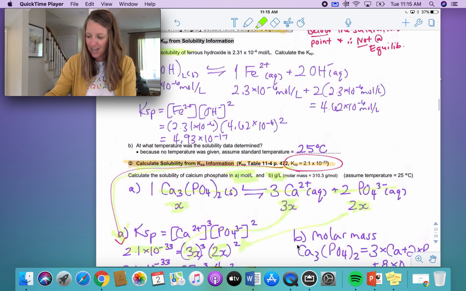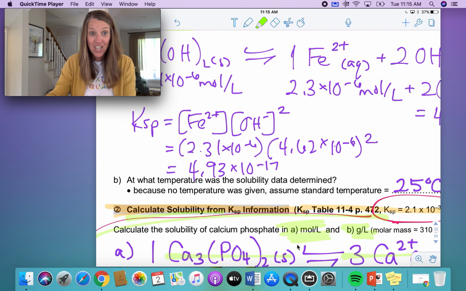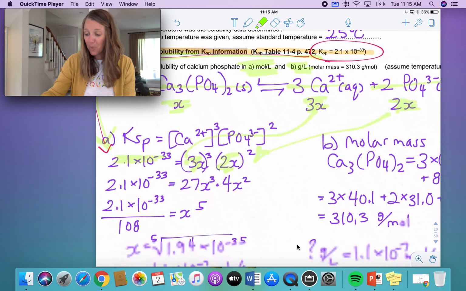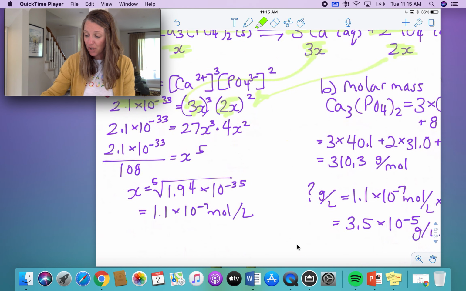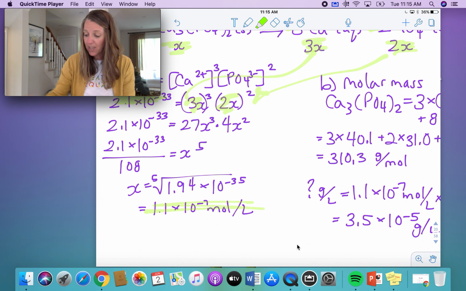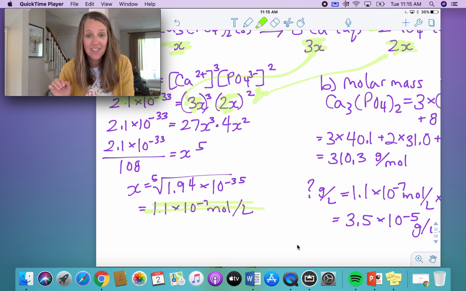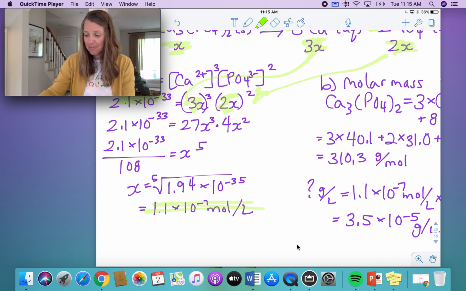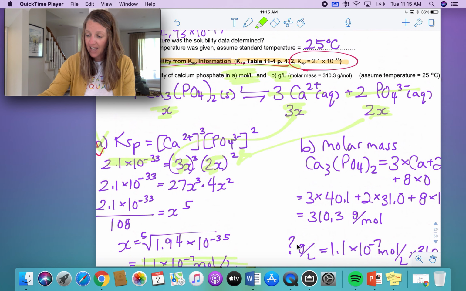Go back to the first one. Iron hydroxide, yeah, not so soluble. 4.93 times 10 to the negative 17, it hardly dissolves at all, right? Slightly soluble. That's the Ksp. So, what about calcium phosphate? Solve for X, and you end up with 1.1 times 10 to the negative 7 moles per liter. Okay, that is my X value, and that is calculating the molar solubility.